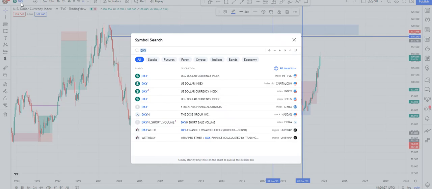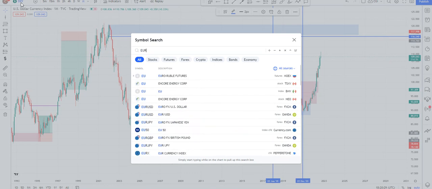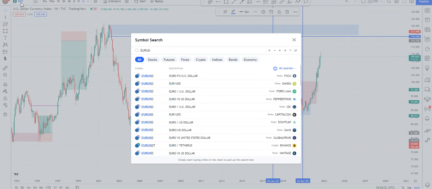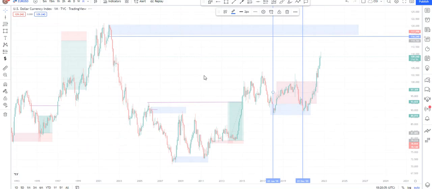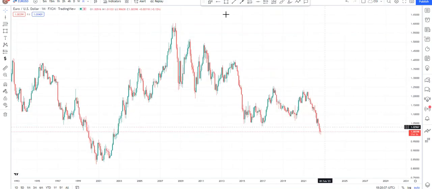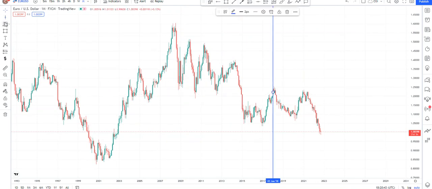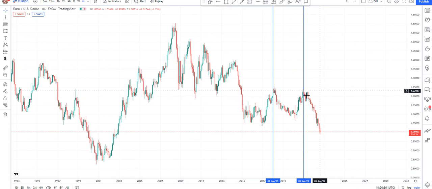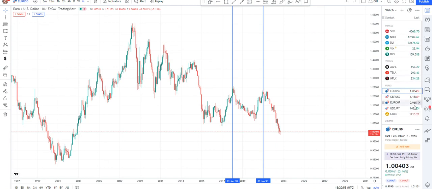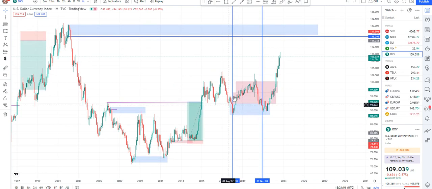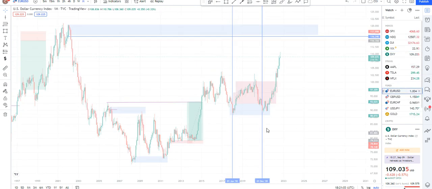So I want to check Euro and see if there's a little bit of correlation in what happened here. If I check Euro USD now, you can see basically the same thing but upside down. So this is January 2018, and this area is December 2020, or let me just say January 2021. So basically the same thing, just flipped on its head. This is DXY going up, look at the two lines, and this is Euro USD coming down.